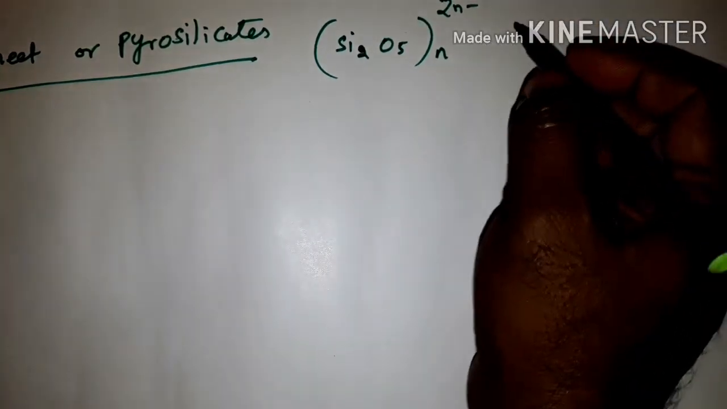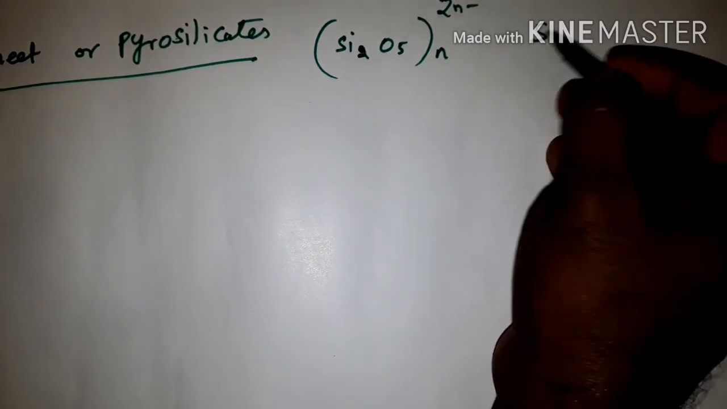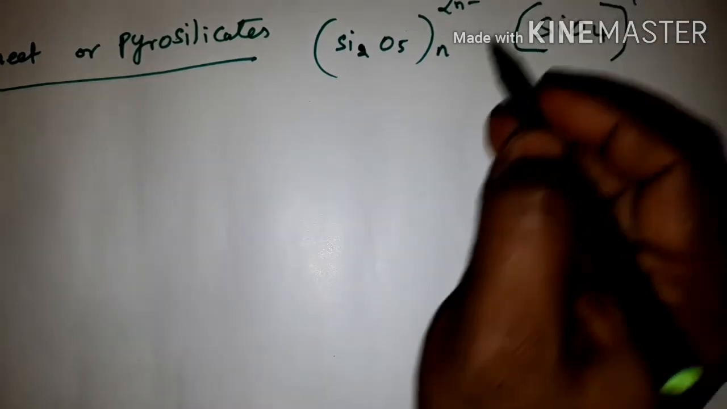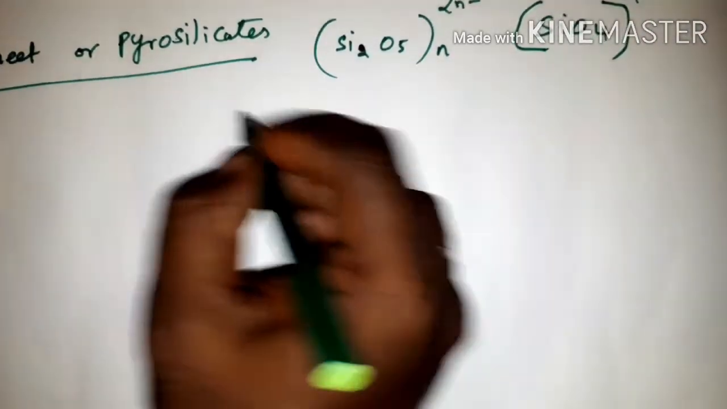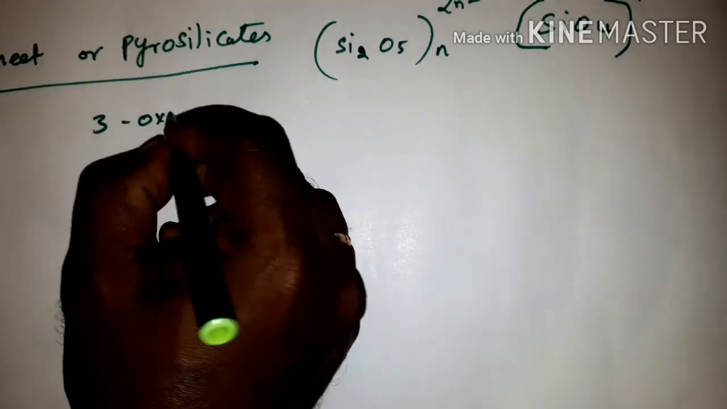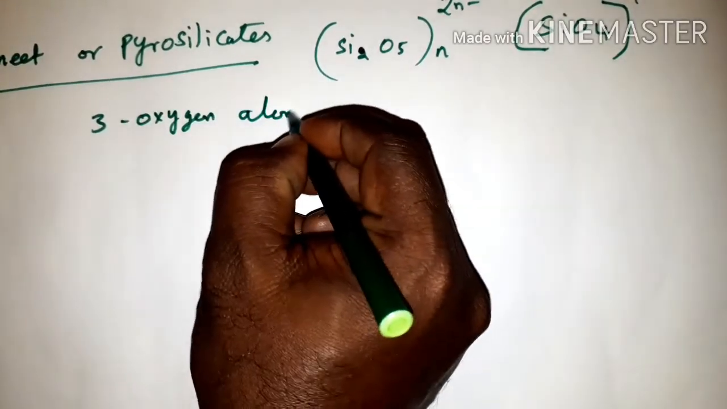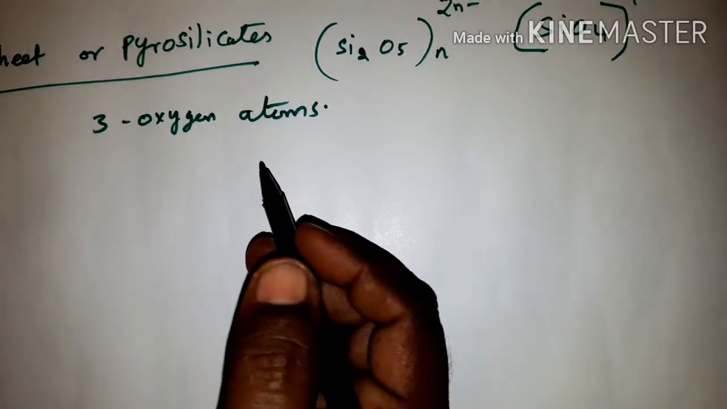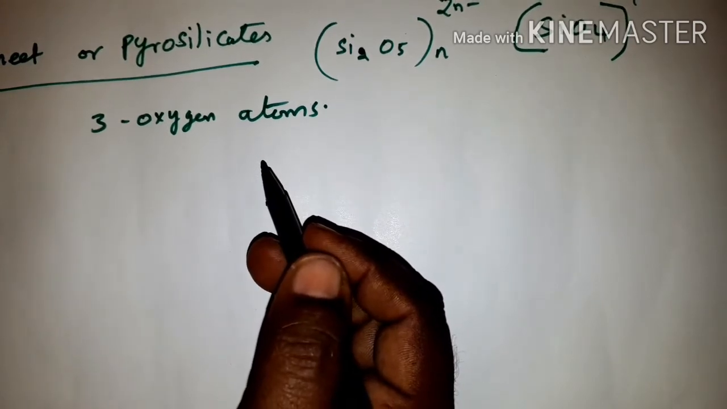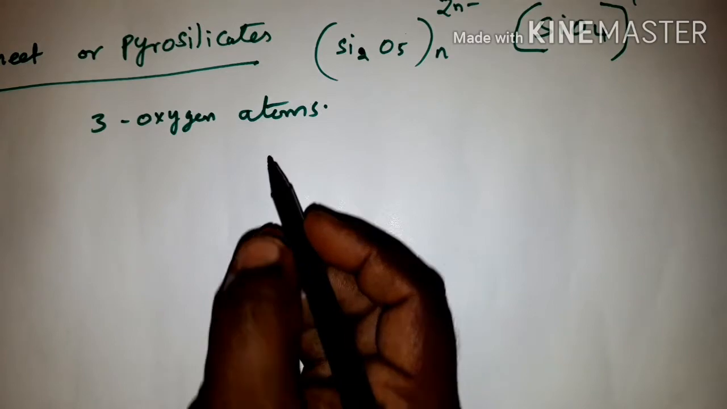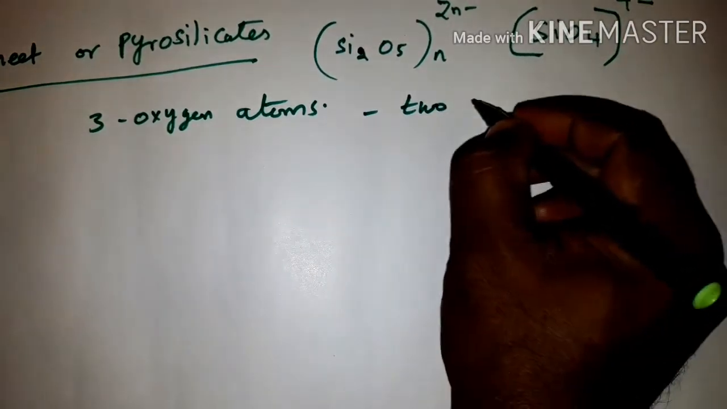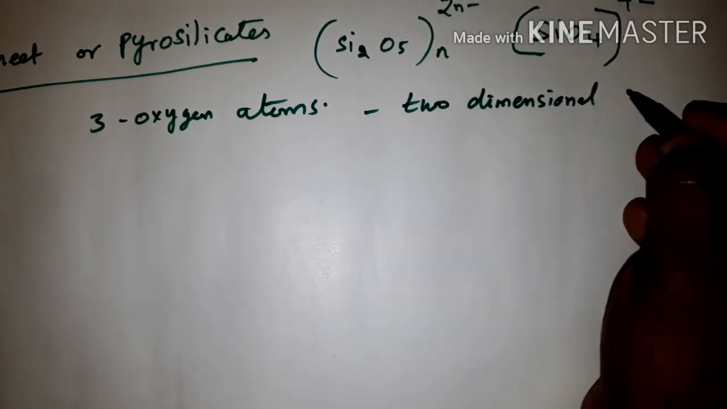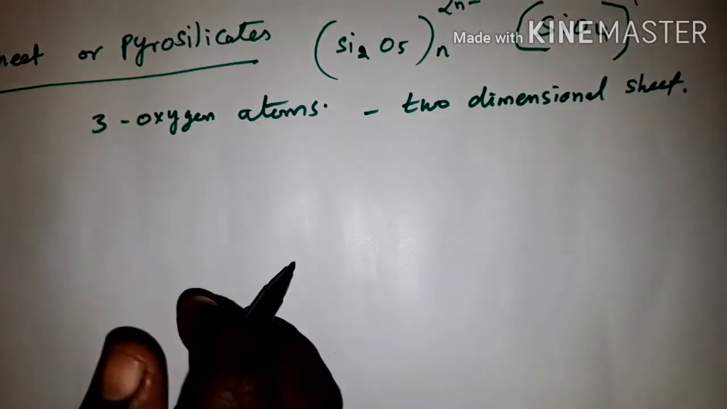Here each SiO4 4 minus tetrahedron unit shares 3 oxygen atoms. So 3 oxygen atoms are shared with other units of SiO4 4 minus, and it forms two-dimensional sheet structures. Sheets.